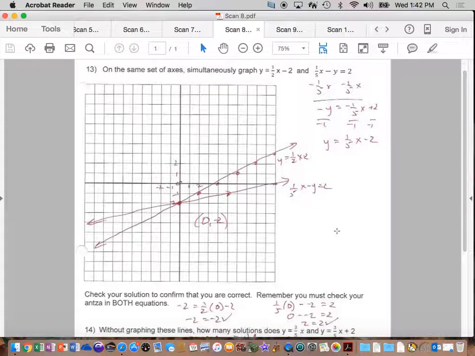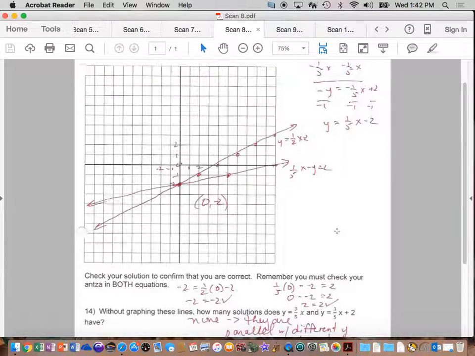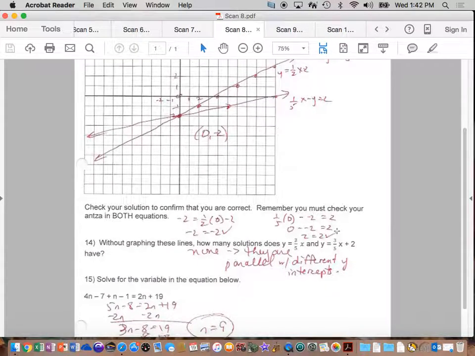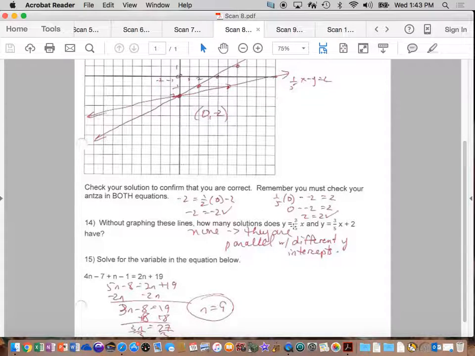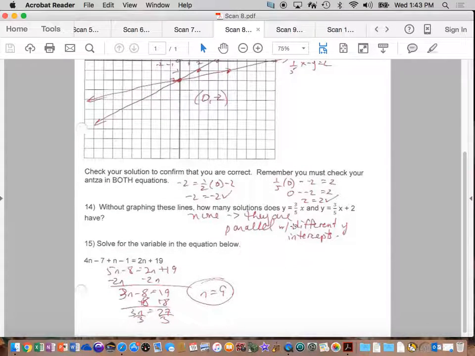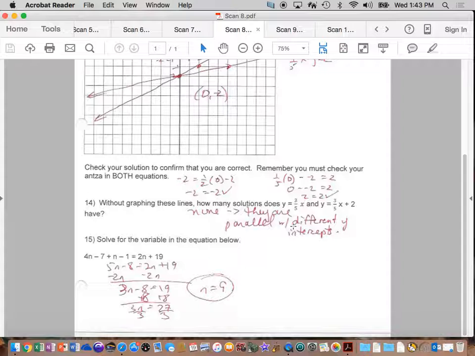Okay, there's my graphs. They meet at the point 0, -2. Very convenient, the y-intercept. And then I check those points. See that they both check. When I do a check with lines, simultaneous lines, I have to check both coordinates in both equations. There we go. The next 2 after that.